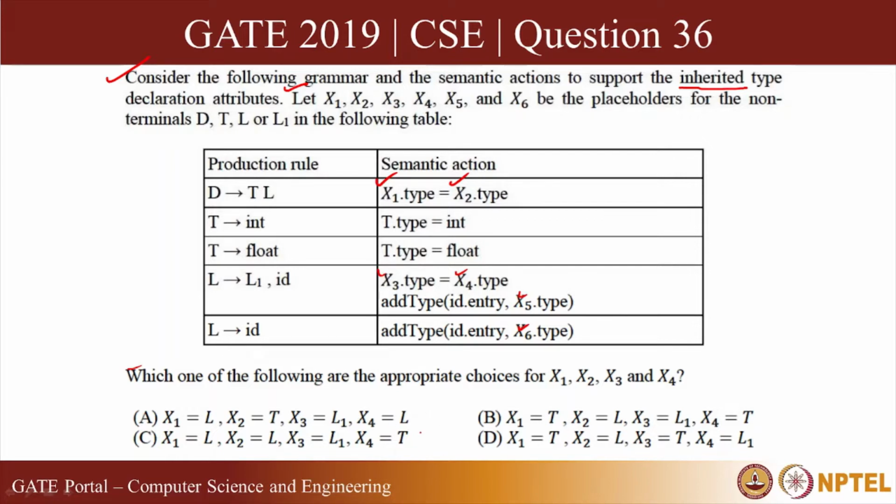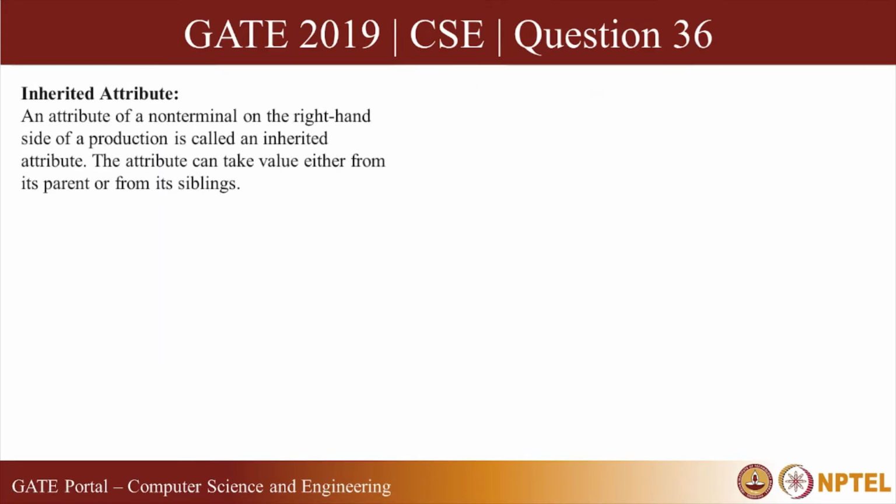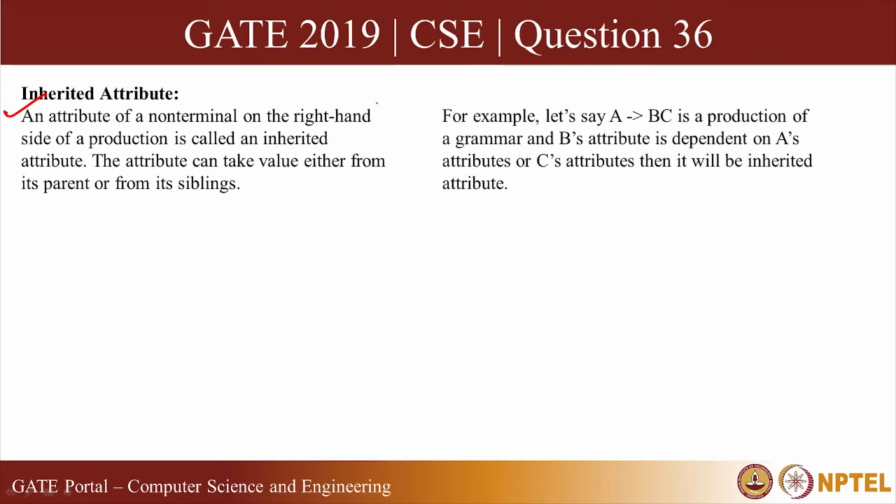Before going forward, let's first discuss what an inherited attribute is. An attribute of a non-terminal on the right hand side of a production is called an inherited attribute. The attribute can take its value either from its parent or from its sibling. Let's understand it using an example. Say we have a production rule A goes to BC, a production of the grammar, and B is the attribute dependent on A.